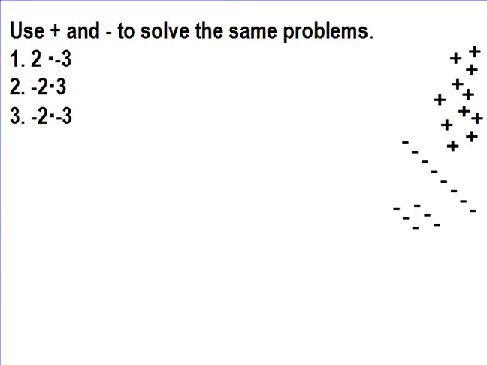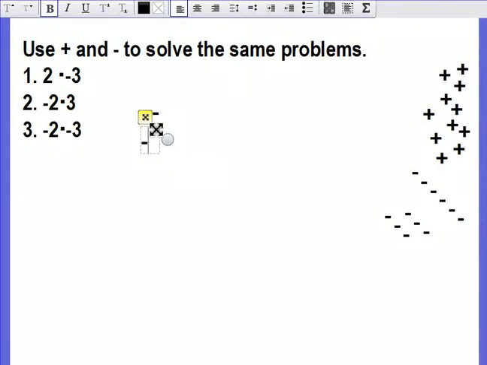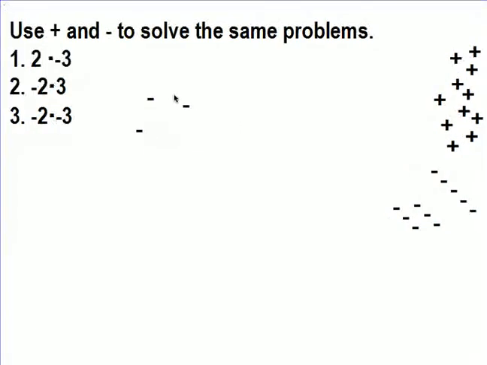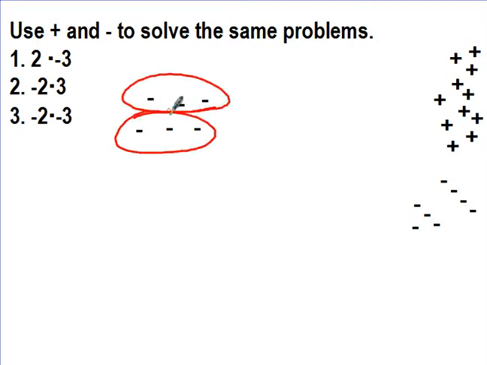Let's look at it using number tiles. Positive 2 times a negative 3 means I'm going to put in 2 groups of negative 3. So there's one group of negative 3, and there's 2 groups of negative 3. One group of negative 3, 2 groups of negative 3. This shows me altogether I have negative 6.